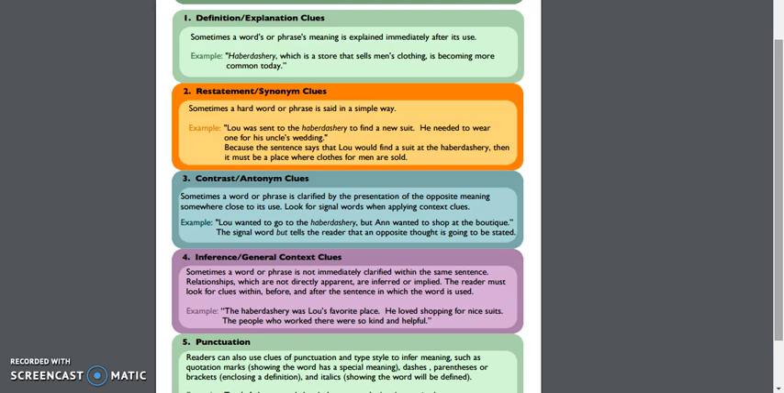Be familiar with them, be able to recognize and identify those as an example of those. You need to be able to identify what kind of context clue you're looking at.